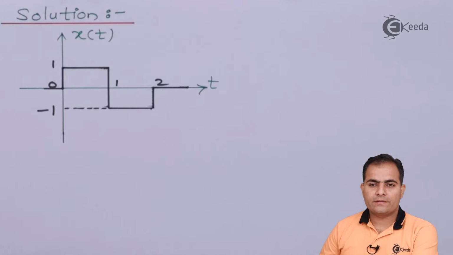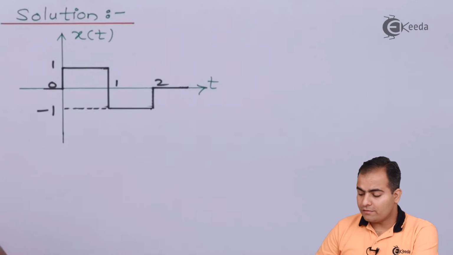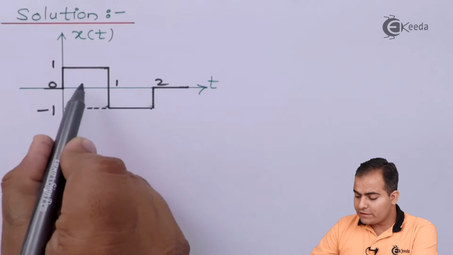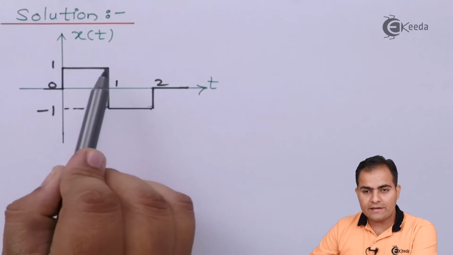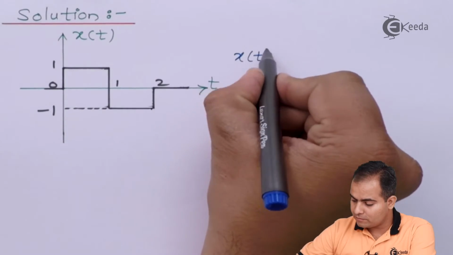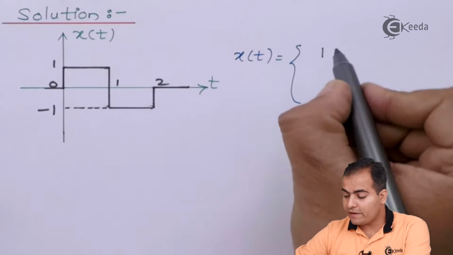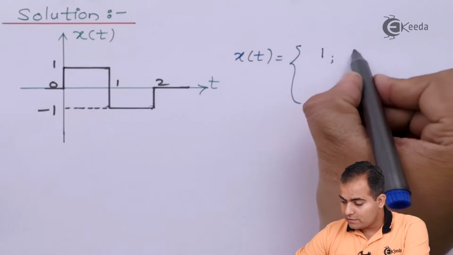So first of all, the graph. This is the x of t that I have plotted over here. Now, first important point: between 0 to 1, this x of t has amplitude 1. So I'm going to write x of t having amplitude 1, where t is between 0 to 1.